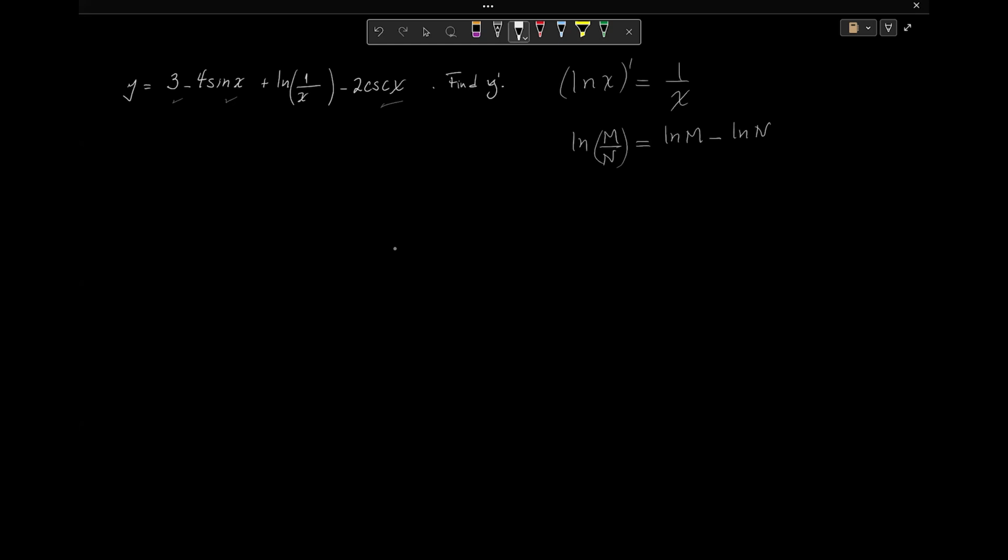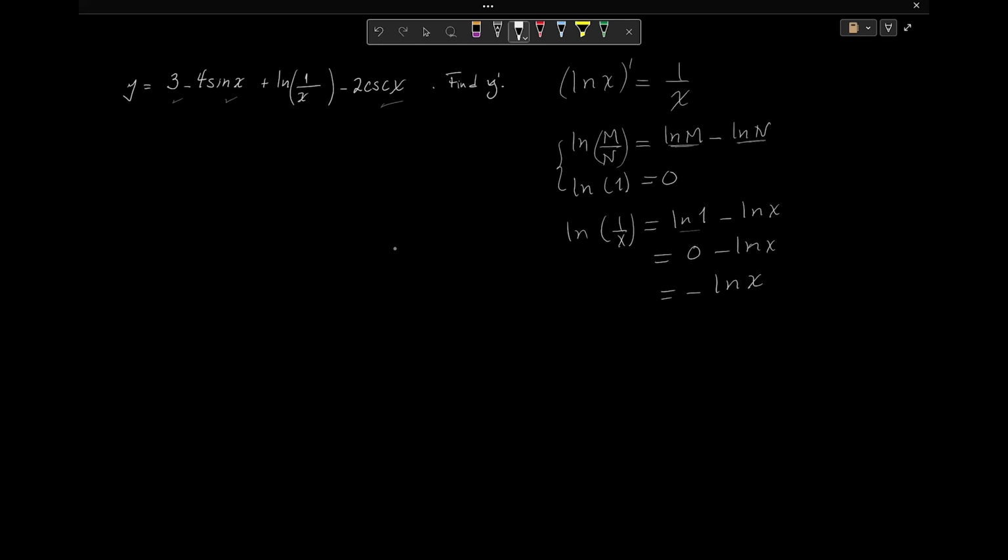Also, we need to remember that the ln of, or any log of 1, is 0. So now, the ln of 1 over x, let's put these two together. This is the ln of 1 minus the ln of x. Again, it is the ln of the top minus the ln of the bottom. And I see I have an ln of 1, so that's 0 minus ln of x, which is negative ln of x.